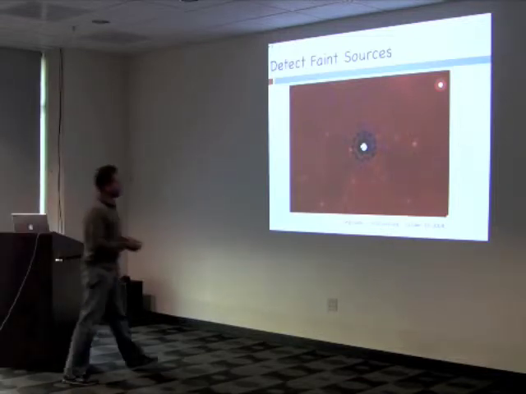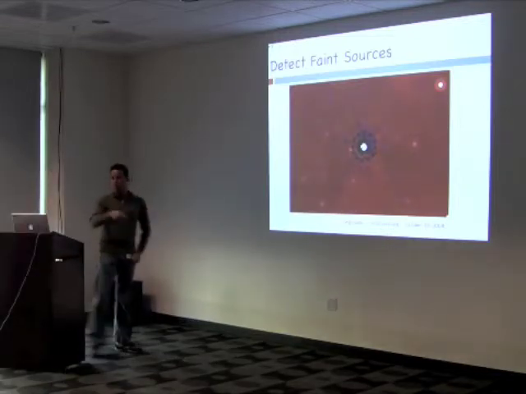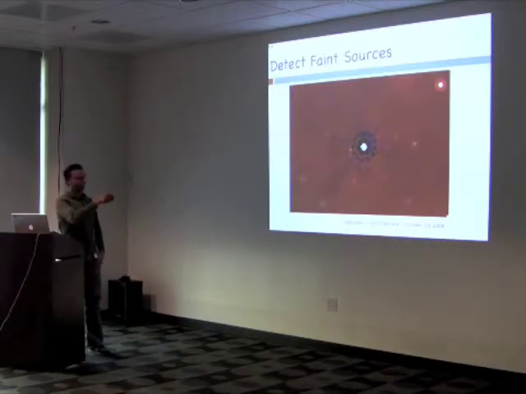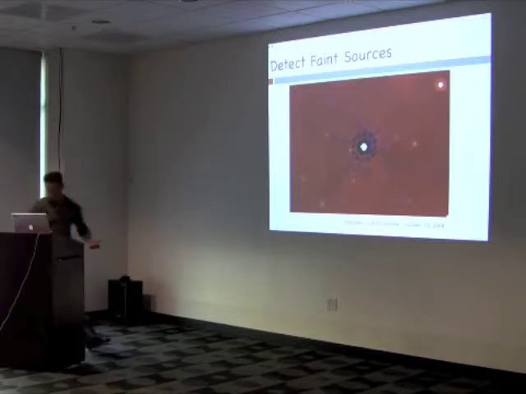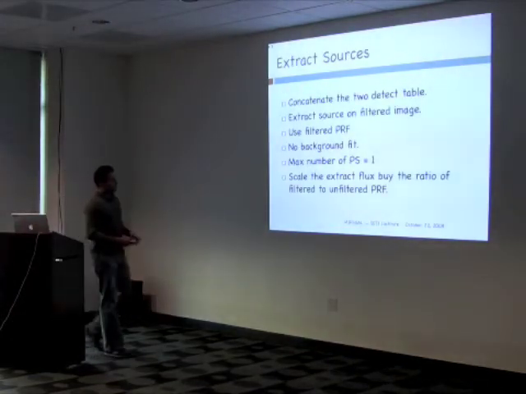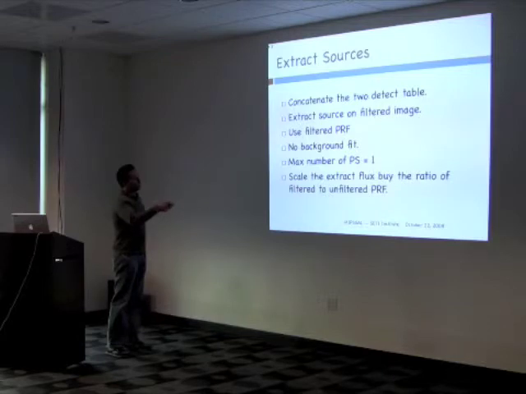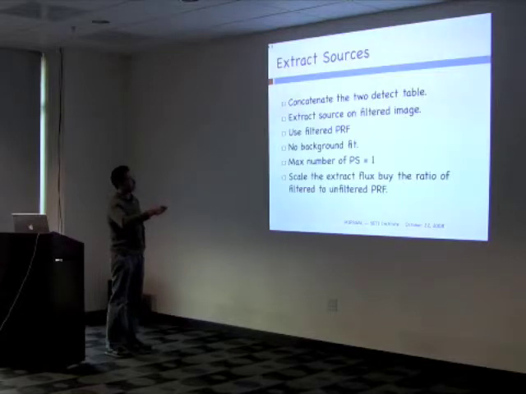So we do that. And then of course, this is just part one of the question. When we go back to get the sources out, we have not masked the image. We still have the entire source. This is just the detection part of it. The extraction part comes next. So we join those two images. We take the filtered image to make a detection table. We take the filtered image and extract the sources. We use the filtered PRF I already mentioned.